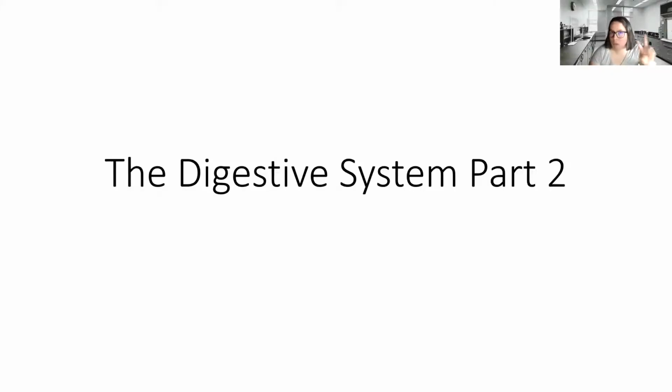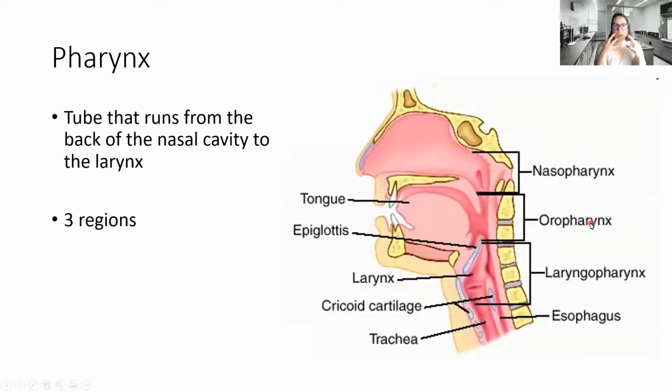Hi guys, and welcome to our second of 3 videos on the digestive system. In this video, we're going to go through the pharynx, the stomach, and the accessory organs of the GI tract. So let's get started.